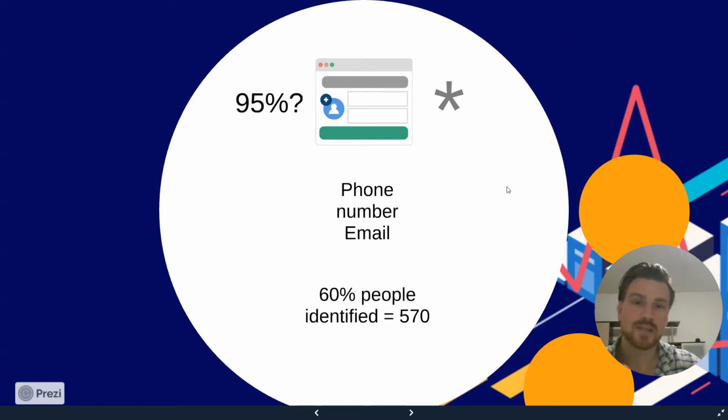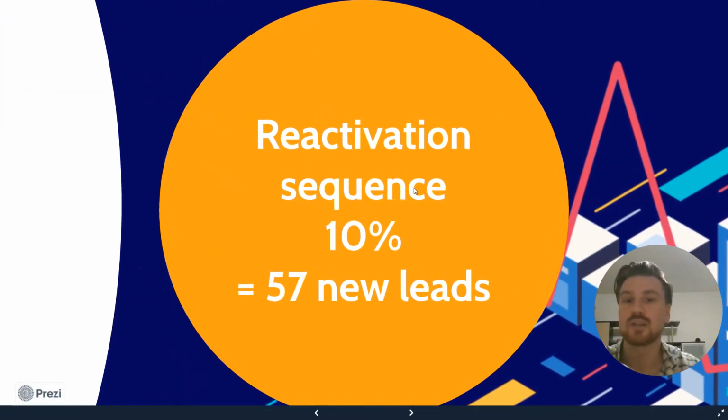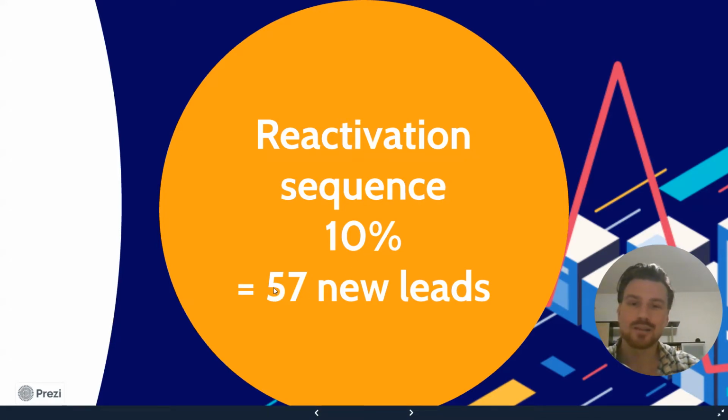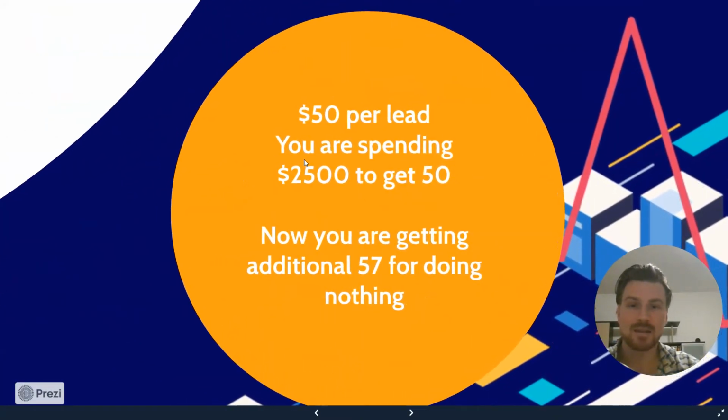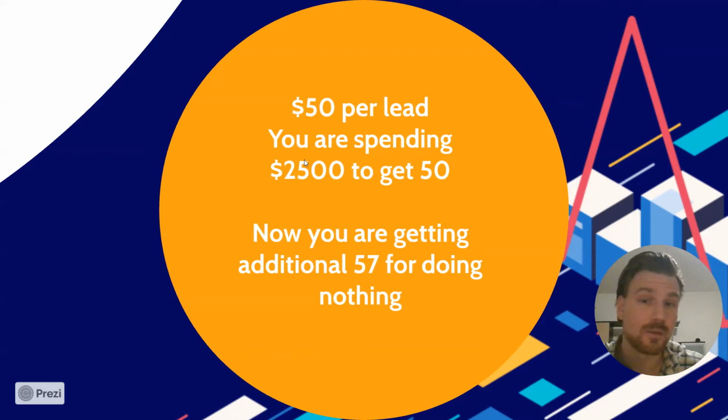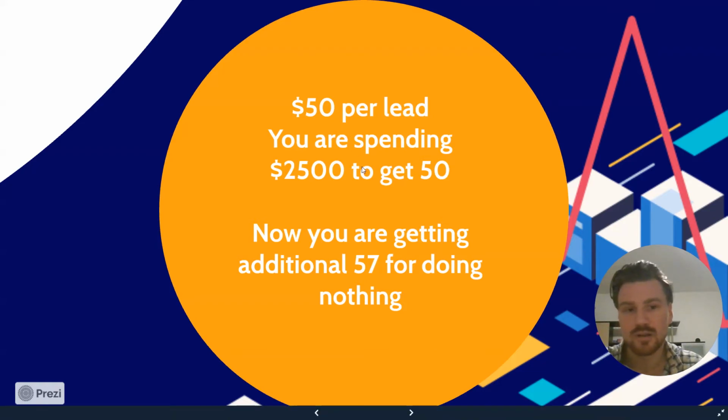So as a business, you should have some kind of a reactivation sequence. So let's imagine that this reactivation sequence has a 10% success rate, 10% opt-in rate. That means that now you are getting 57 new leads to your business for doing nothing else, only installing the pixel. So, if you are spending $50 per lead, that means that you are spending 2,500 to get 50 leads. All of a sudden, you are getting now 57 leads for doing nothing, just by installing a pixel.